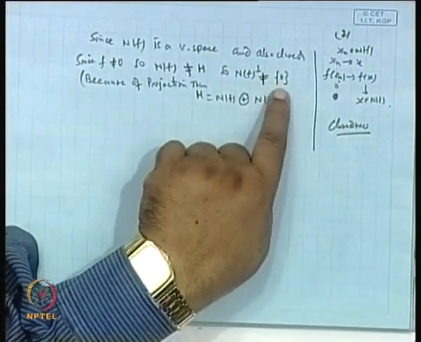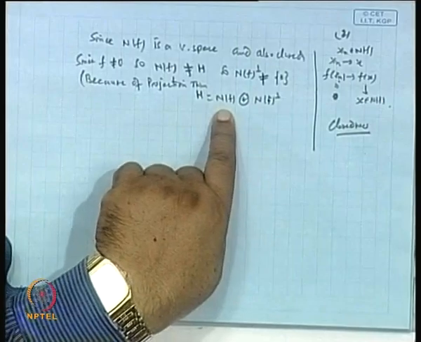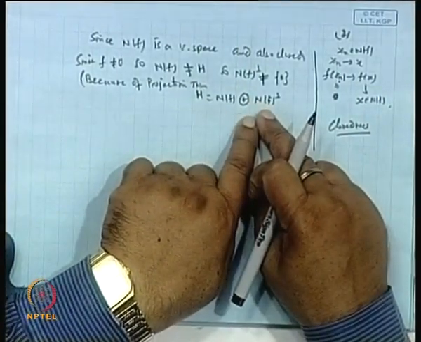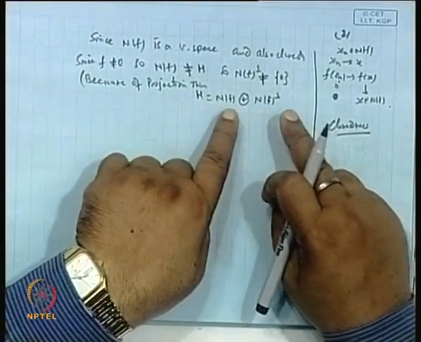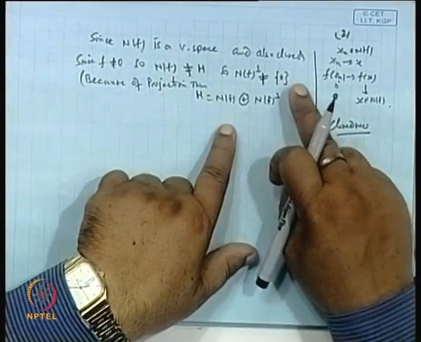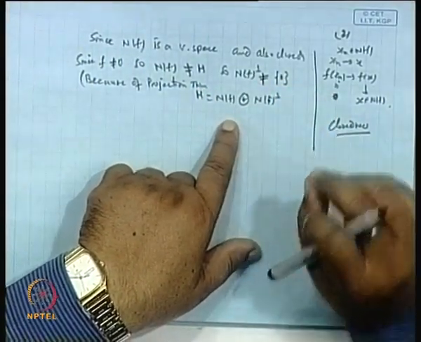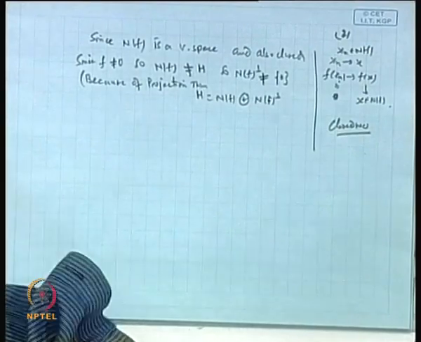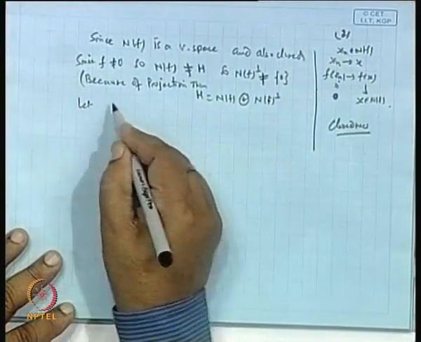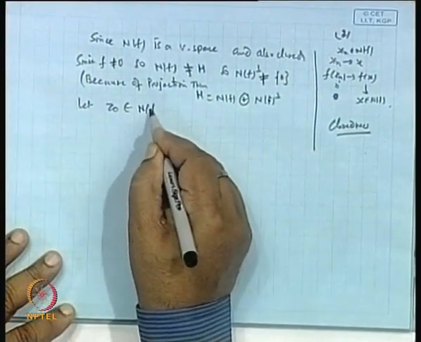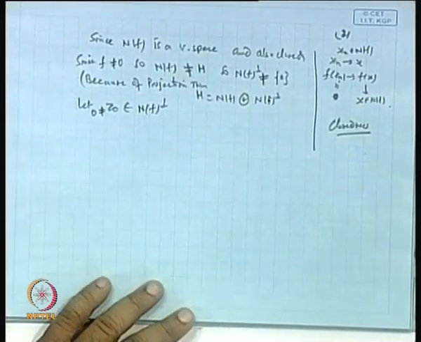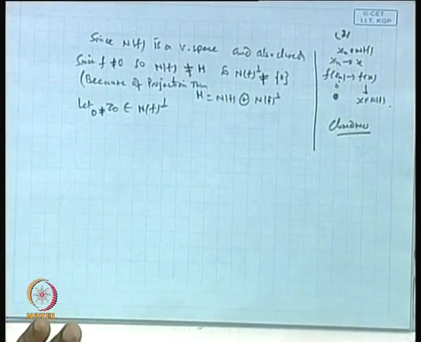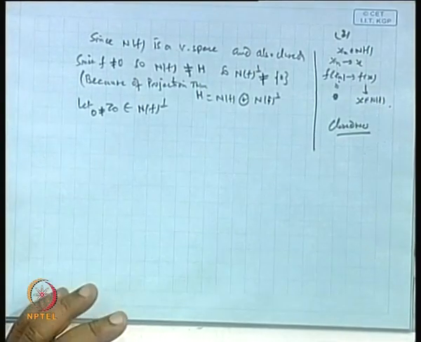Now, if this is 0, then H becomes N_f only, because these are intersection sets and we get only the singleton set 0. So, no points common should be there. Therefore, this contradicts again. Therefore, this cannot be only the 0; it will be a non-empty set with other points available. So, let z_0 be a point in the orthogonal complement of this which is not 0. Agreed? Clear? It means there are points different from 0 in this.